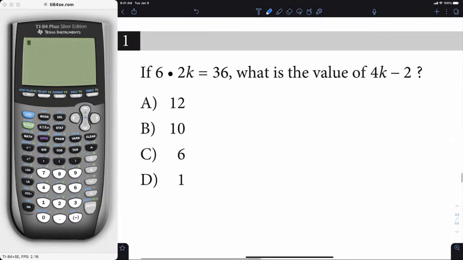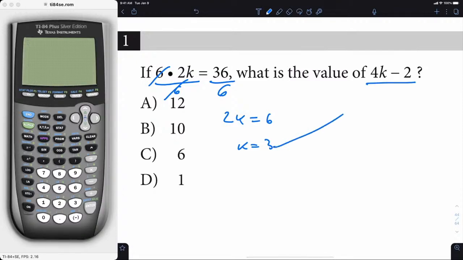If 6 times 2k equals 36, what is the value of 4k minus 2? Okay, let's go ahead and solve for k by dividing by 6. It's going to cancel this. Remember, whatever we do to one side, we have to do to the other. 2k is going to equal 6, so k is 3. They want the value of 4k minus 2. So if we plug in k here, we get 4 times 3 minus 2 is 10.